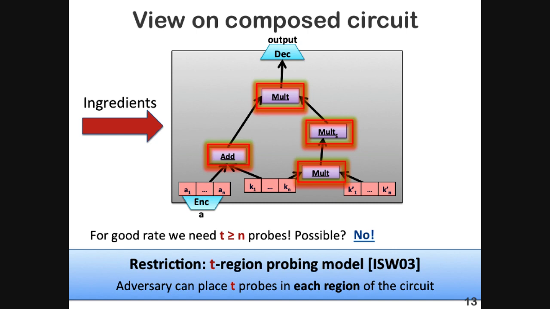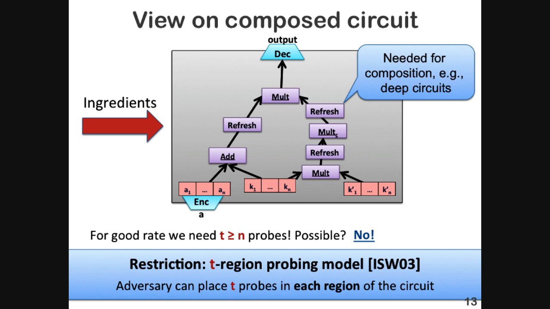So if the gadgets are large enough, then we can still hope for a very good rate. And the main ingredient to get a composed circuit that is secure in the end is some kind of refreshing method. So why do we need this refreshing routine?